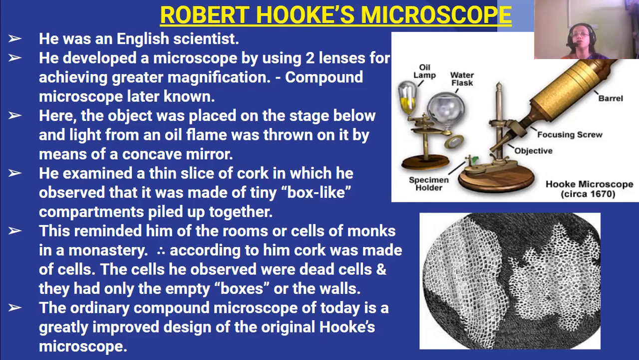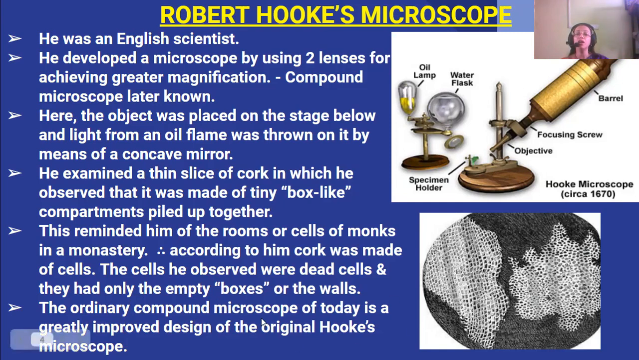Okay, and according to him, cork was made up of cells, and that's why he named these box-like structures cells. The cells he observed were dead cells. Okay, see, these are the dead cells we observed. There were only the empty boxes or the walls.